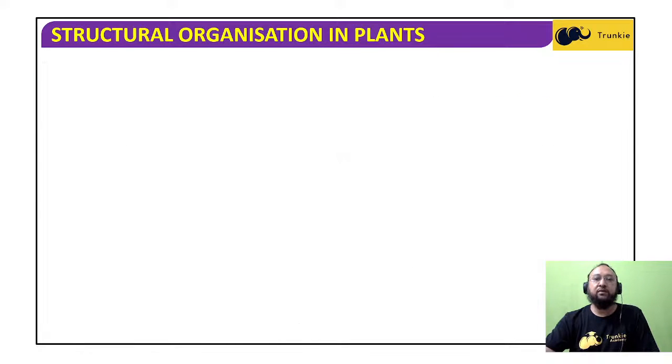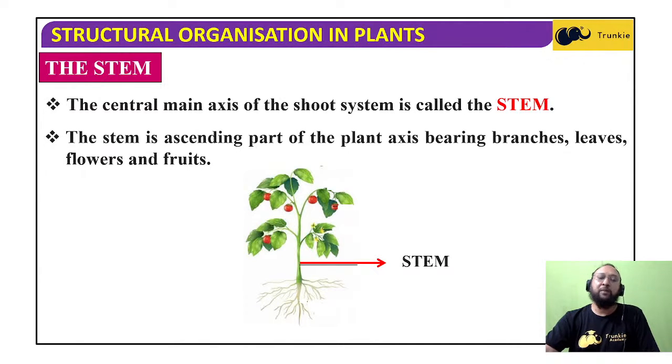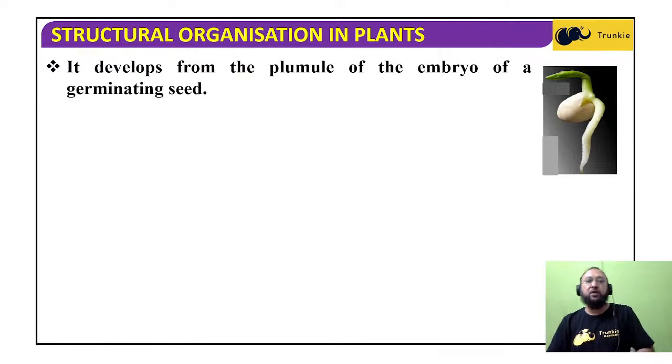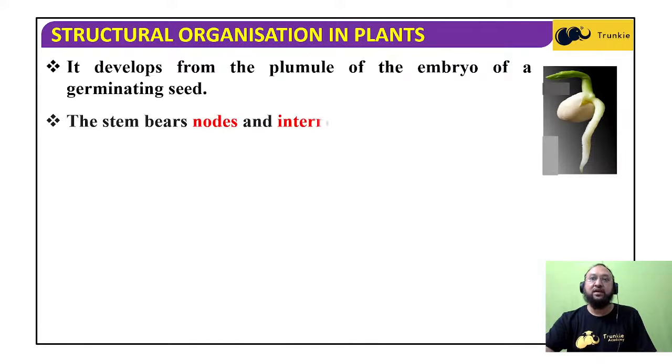So this is above the ground, and it has branches, flowers, and fruits. This is very easy. Now it develops from the plumule of the embryo of the germinating seed. As I told you, the upper green part is called the plumule, and the lower side, which is not green in color, is called the radicle.